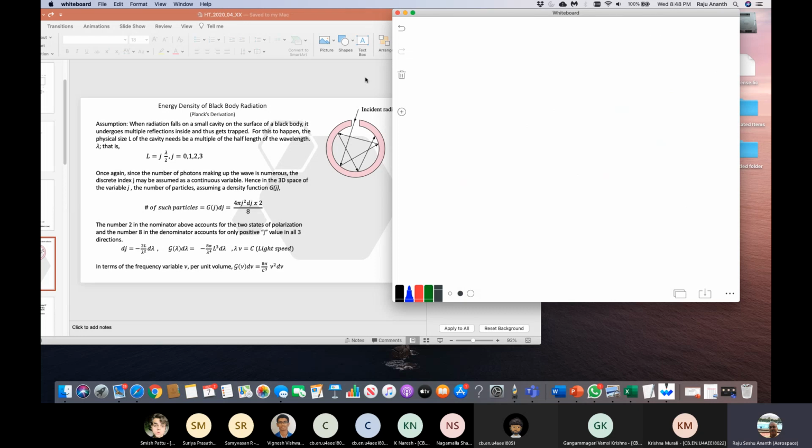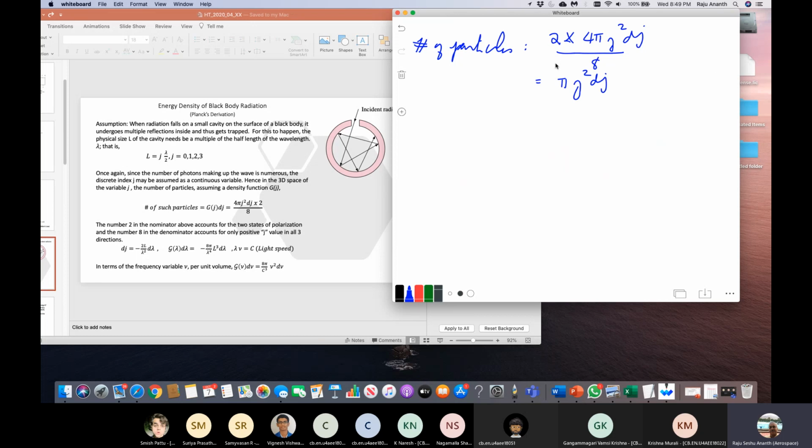So the number of particles which satisfies the criteria will have waves reflecting back and forth. So multiple reflections, it will not be able to escape. So 2 multiplied by 4 pi j square dj divided by 8. So basically pi j square dj. So that's the number of particles.